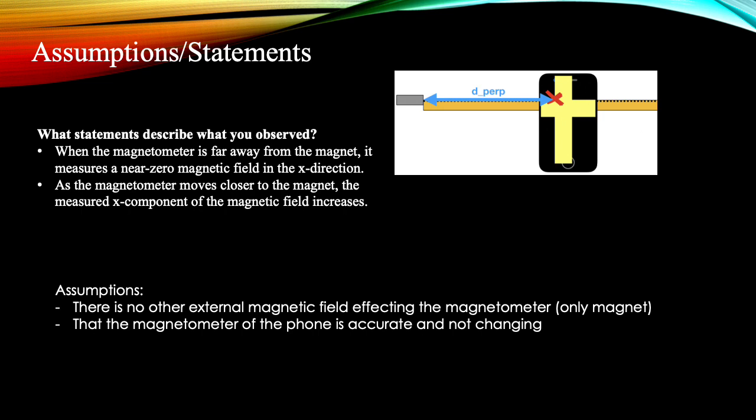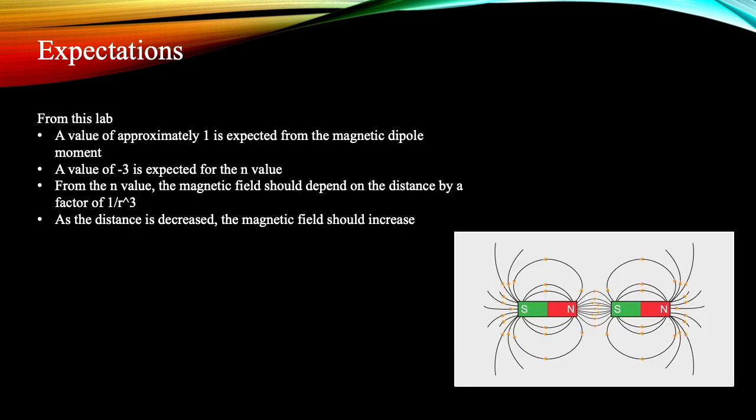As for the statements that describe what I observed, when the magnetometer is far from the magnet, it measures a near zero magnetic field in the x direction. And I saw that as the magnetometer moves closer to the magnet, the measured x component of the magnetic field increases. As for the expectations of the experiment, I expected a value of approximately 1 for the magnetic dipole moment, a value of -3 for n, and from the n value, the magnetic field should depend on the distance by a factor of 1 over r cubed. And finally, I expected that as the distance is decreased, the magnetic field should increase.